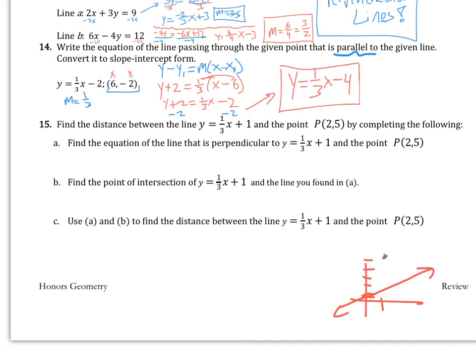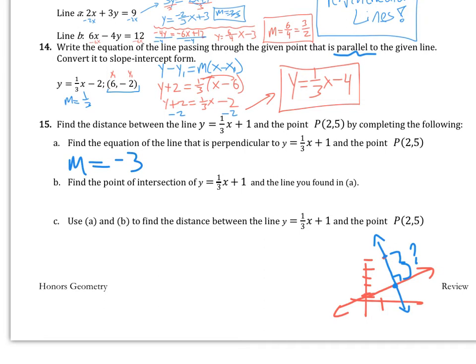And remember, the distance is found on the perpendicular. So we need to find the perpendicular line. And then we're going to need to measure this distance right here. Question mark. That's what we need. Okay? Well, first thing we've got to do is figure out what is this point where they cross. And that's going to be using a system there. So we need to first find the equation of the perpendicular line. And so we know that our perpendicular slope is going to be a negative reciprocal. This slope is 1/3. So our perpendicular slope is going to be -3/1.